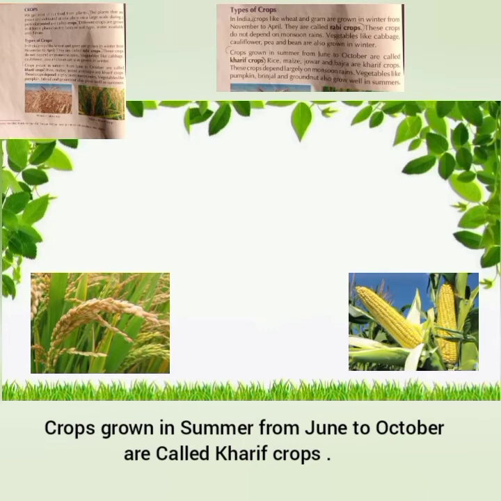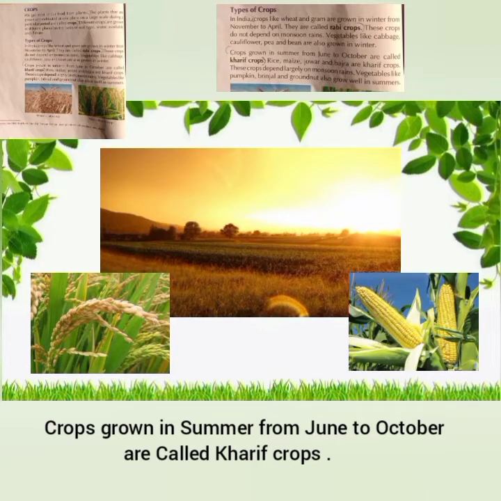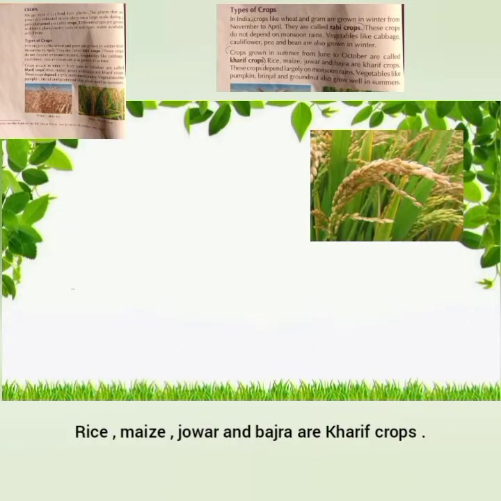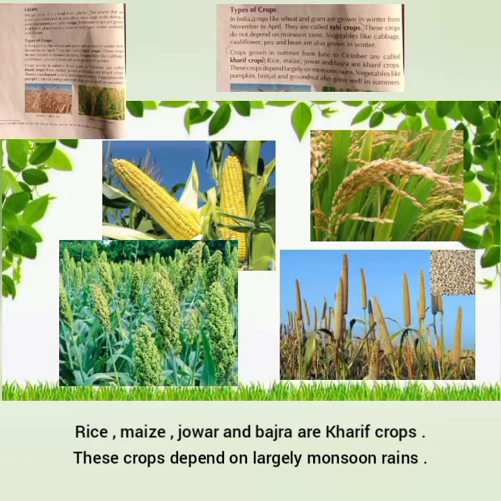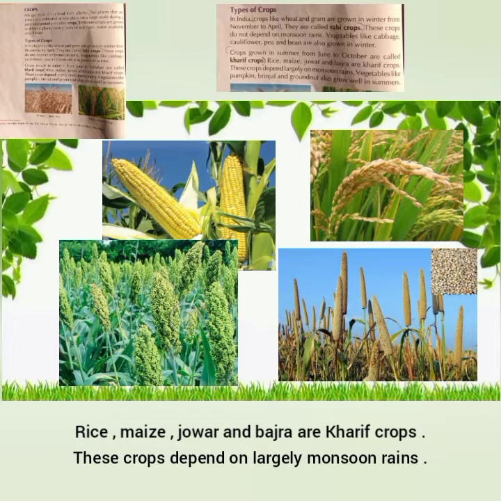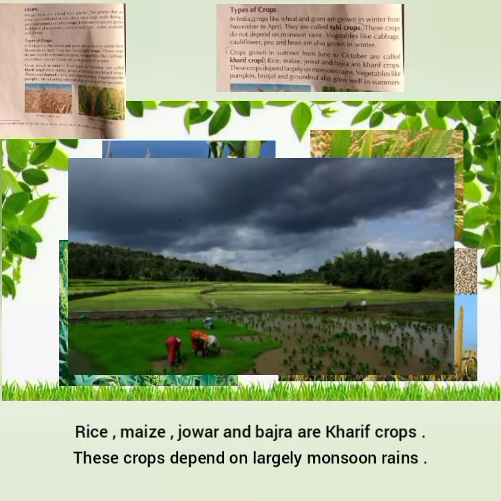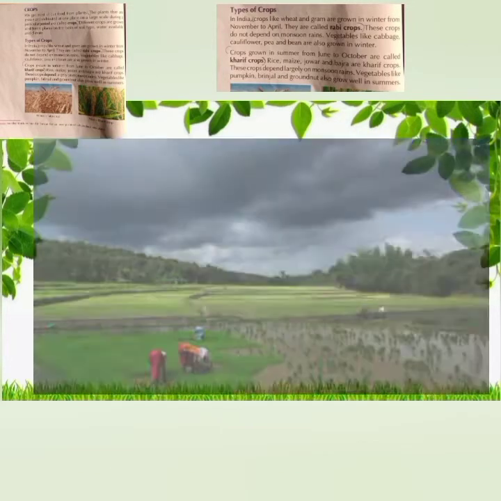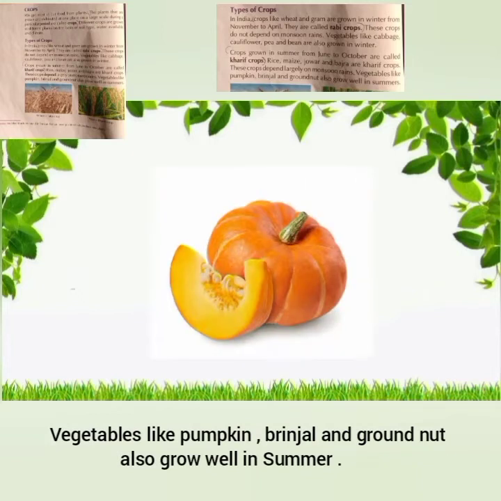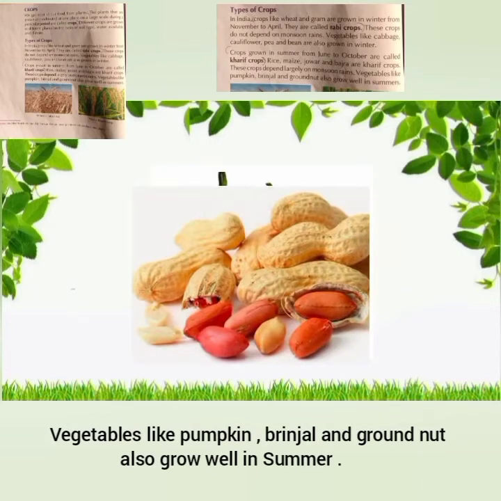Crops grown in summer from June to October are called kharif crops. Rice, maize, jawar and bajra are kharif crops. These crops depend largely on monsoon rains. Vegetables like pumpkin, brinjal and groundnut also grow well in summer.